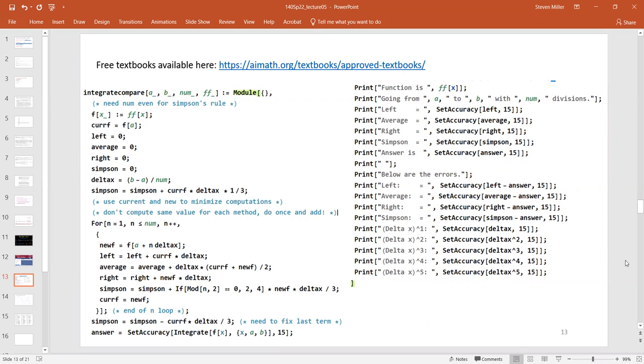Now, when I'm calculating things, I can actually do things a little bit efficiently. If I'm using the left endpoint all the time, the left endpoint for one interval is actually the right endpoint for the interval before. So you don't want to calculate the same thing again and again and again. If you're clever, you compute something once and then you store that value. So I'm doing the trick where I have the current value and the new value, and I keep flipping them. It just allows the code to run a little bit faster.